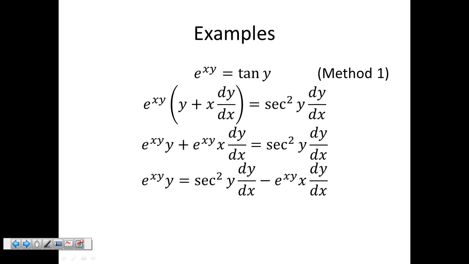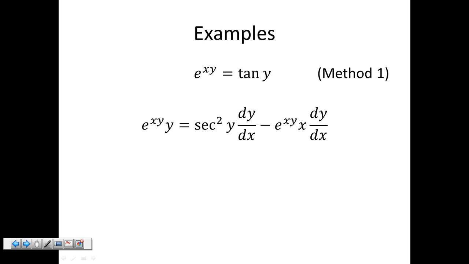So I subtract over my e to the xy times x dy over dx. I want to get everything that has that fraction dy over dx over to the same side. And then I am going to factor out that dy over dx. So let's factor out that dy over dx. Just move it to the back of the expression and put parentheses around everything. And now I need to divide by whatever is in the parentheses.